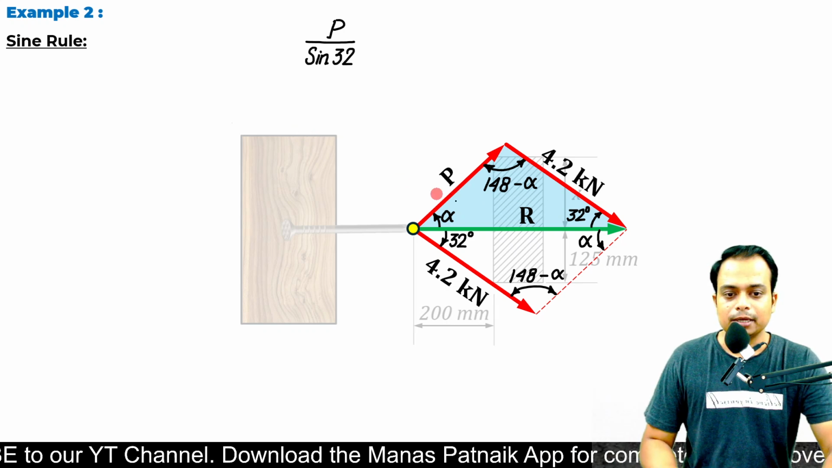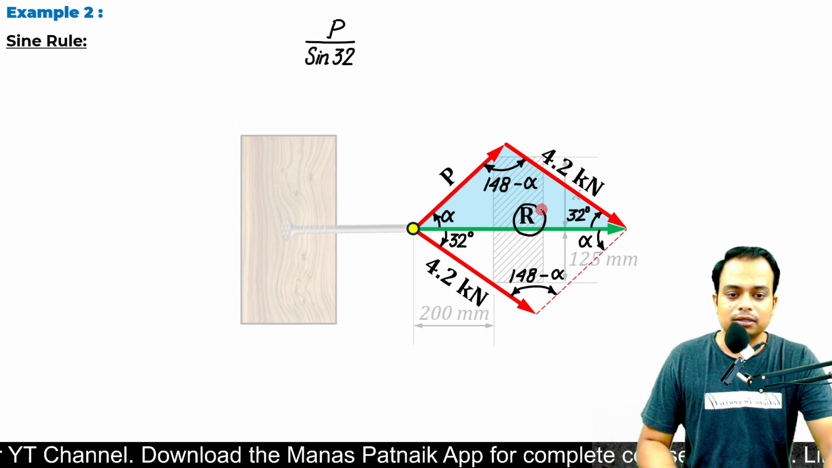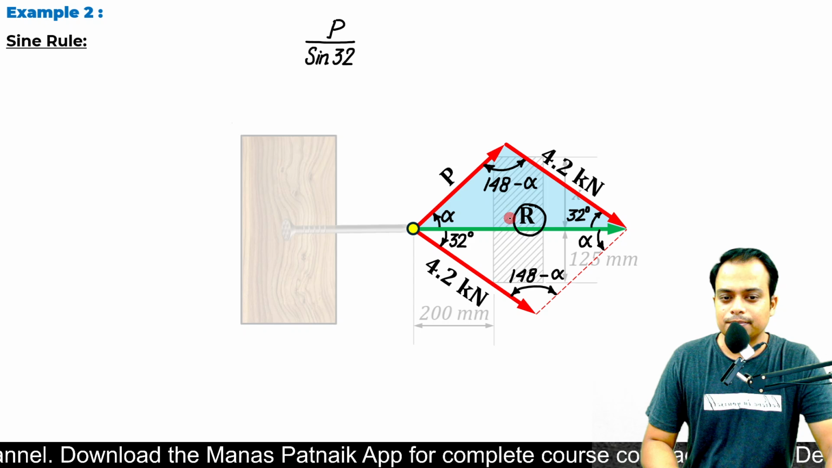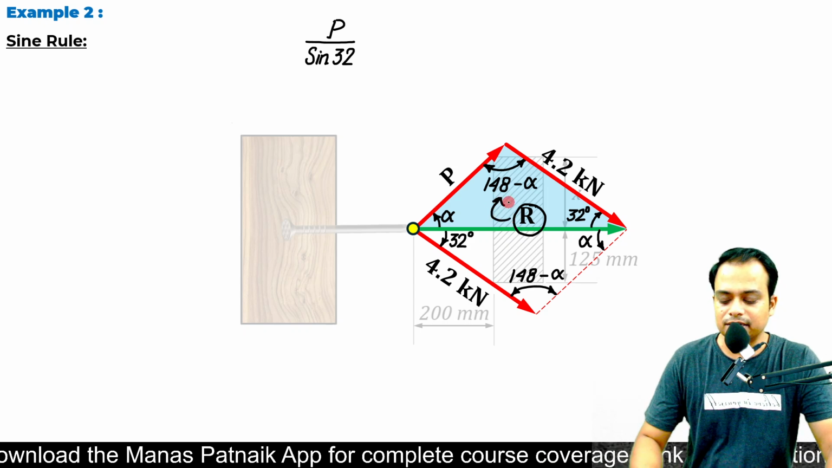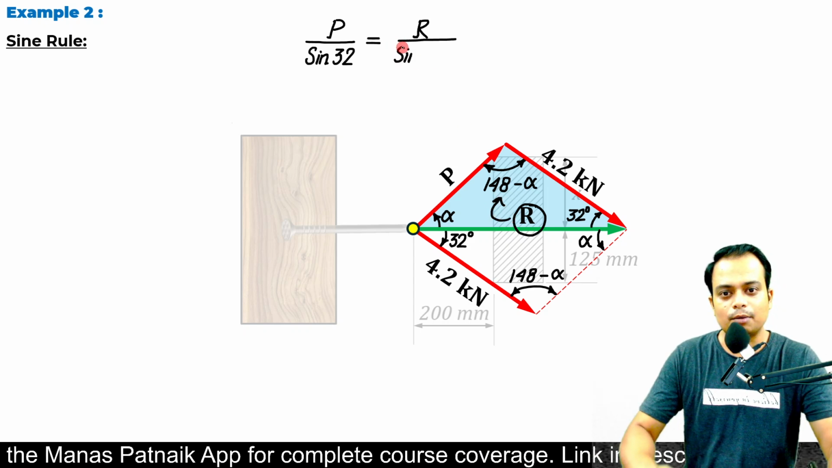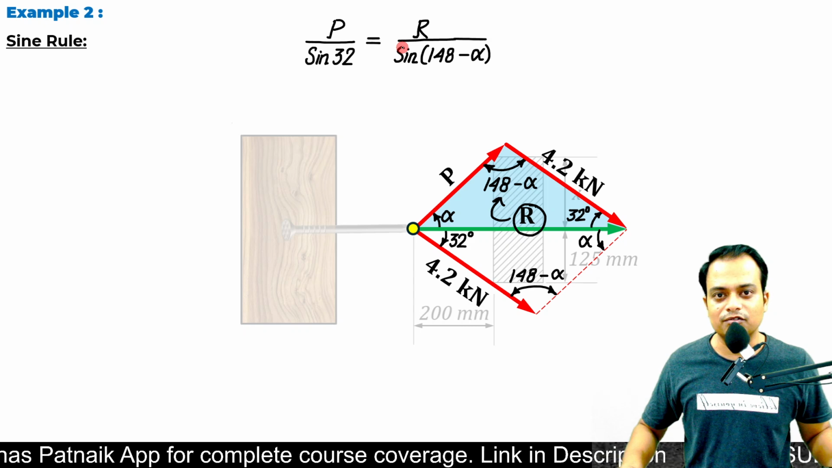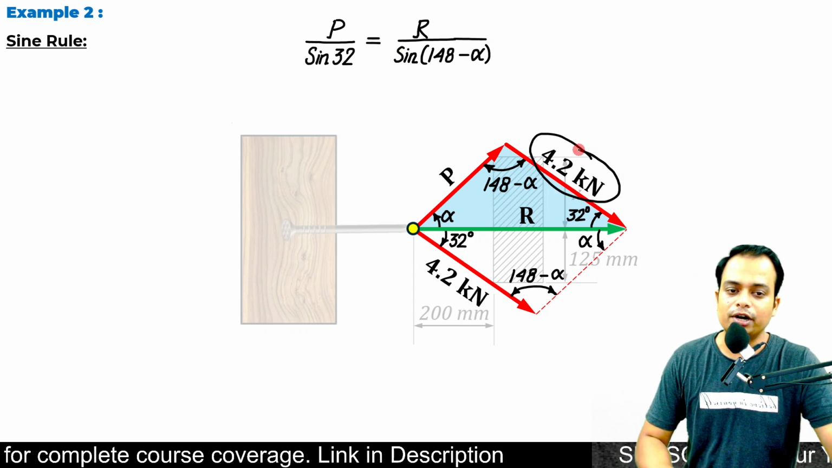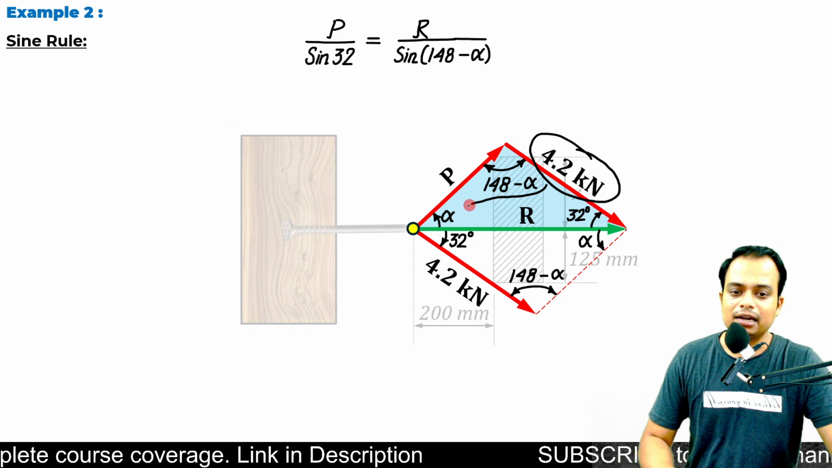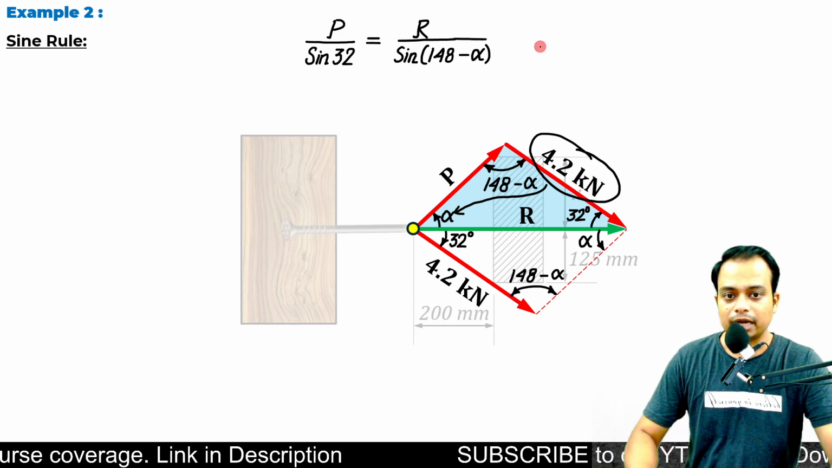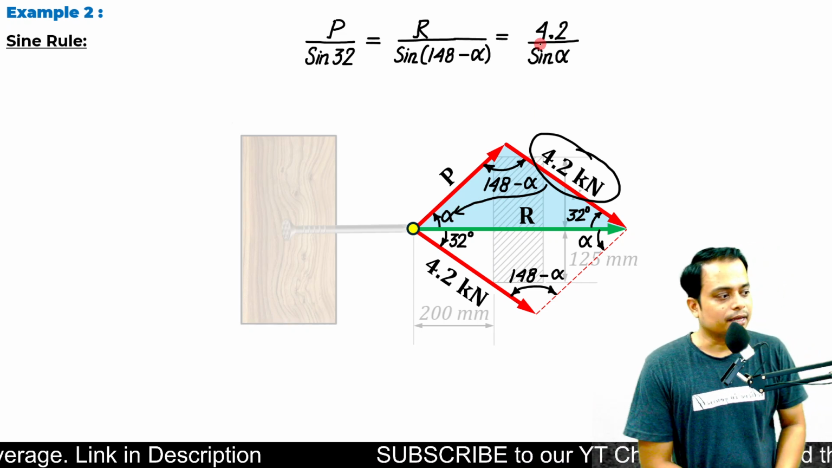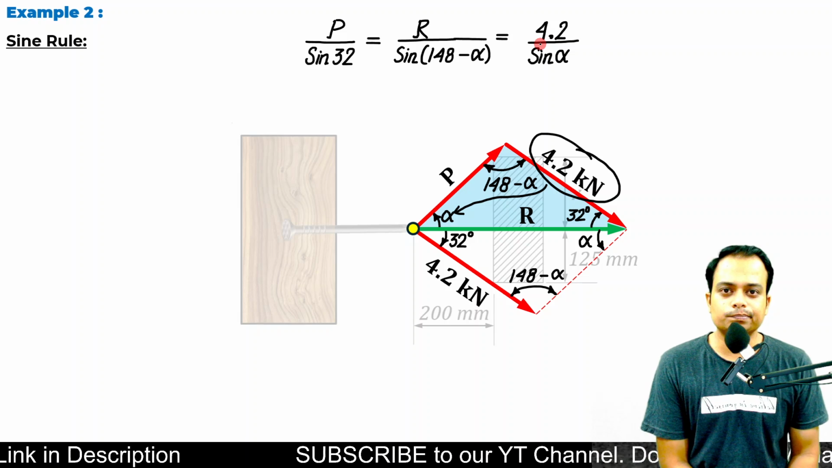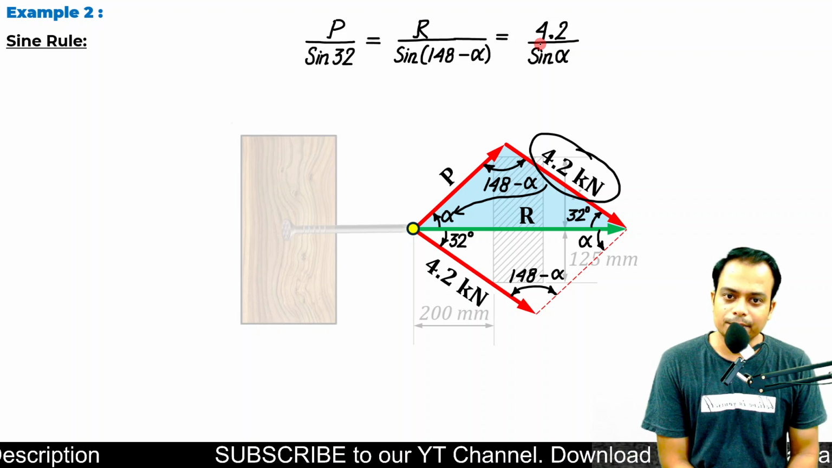Done. Secondly, focus on this side of the triangle, that is R. The angle in front is 148 minus alpha. Therefore, R upon sine of 148 minus alpha. And finally, you have this side 4.2 kilonewtons. The angle in front is alpha. And hence, you can write it like this. Okay. Now what?